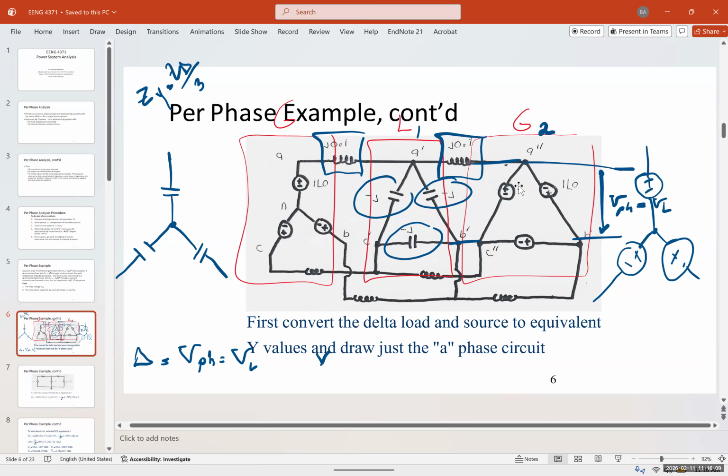But what about a Y connection? If I want to connect this and replace this with a Y connection, what is the voltage of a Y connection? The phase voltage compared to the line voltage.